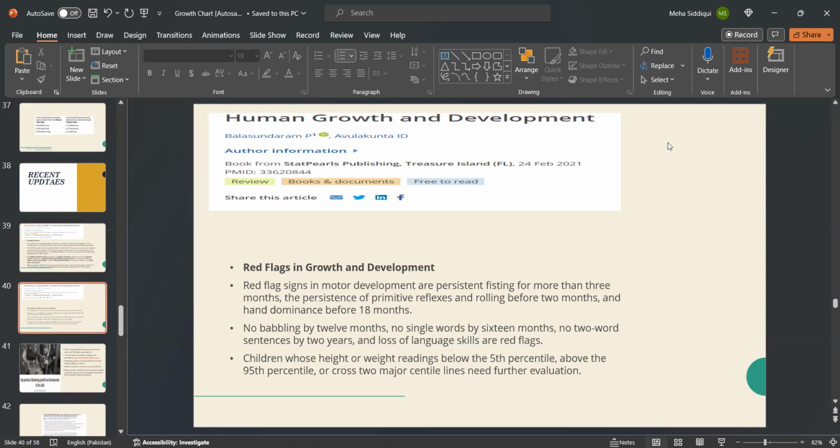Red flags in growth and development. Red flags in motor development are persistent fisting for more than 3 months, persistence of primitive reflexes, rolling before 2 months, and hand dominance before 18 months. Also, no babbling by 12 months and no single word by 16 months. Children whose height or weight readings are below the 5th percentile, above the 95th percentile, or cross two major centile lines need further evaluation.